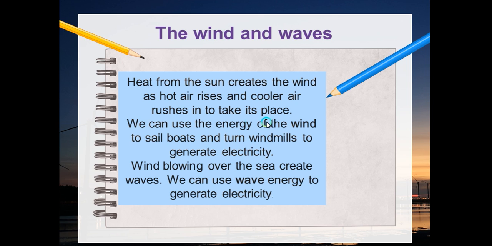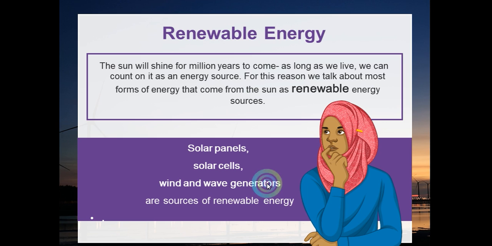If you have been to the beach or to the ocean, you will see some big ships, they call them sailing boats. Wind is used to sail a sailing boat. Wind blowing over the sea creates waves, like we did in our previous lesson, the waves on the sea. So we can use wave energy to generate electricity. We have some activities there in which you can practice. Trust me, you're going to have more insight about solar energy.